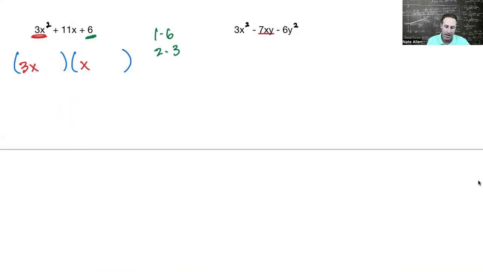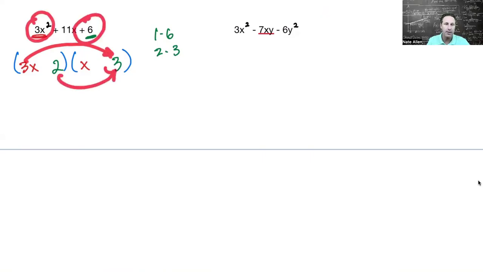Okay. So I can't put the 3 there. That means I'm going to have to put the 2 there and the 3 there to get my 6. But what I want to make sure before I even go on and start putting in my signs is I know that's going to give me my 3x squared. I know that's going to give me my 6. The one that's the hardest to figure out is the middle term, the 11.